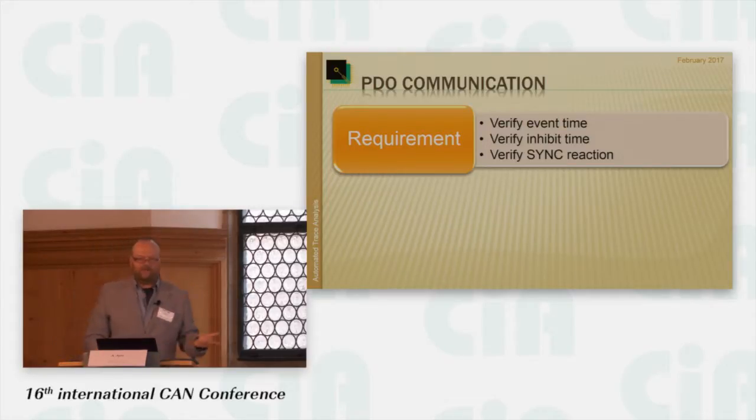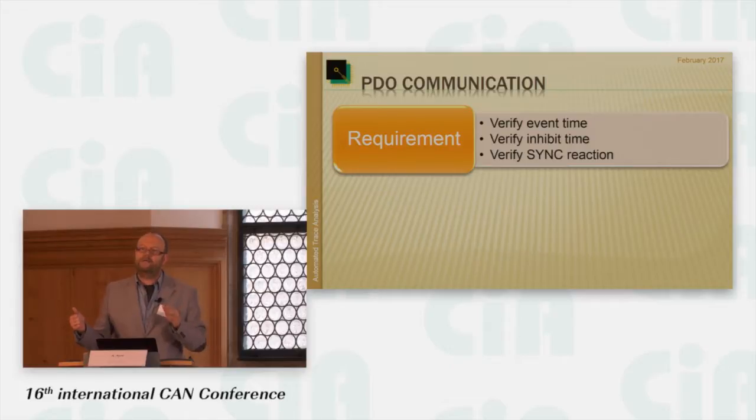Now, if we look at SDOs, we should of course also look at PDOs. A lot of application profiles have times specified. For instance, in the latest CiA 447, we have specified both an event and inhibit time. As a reminder for those of you not too familiar with CANopen, event time is the cyclic time at which a message repeats.